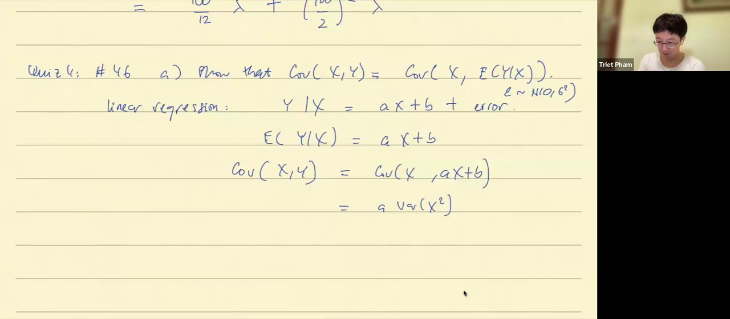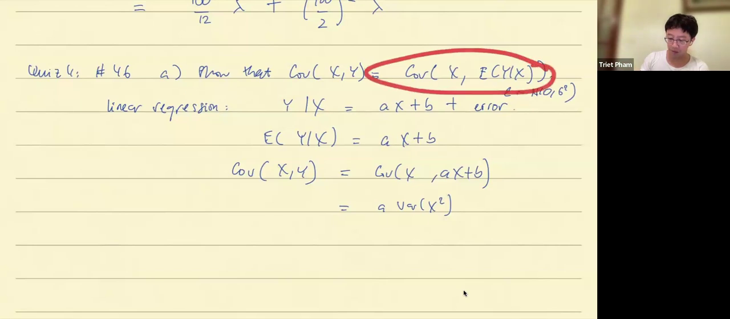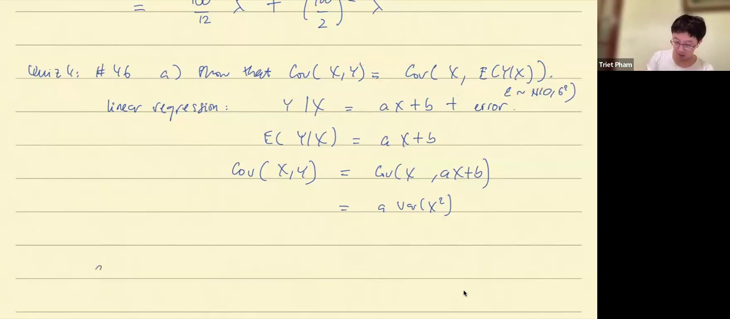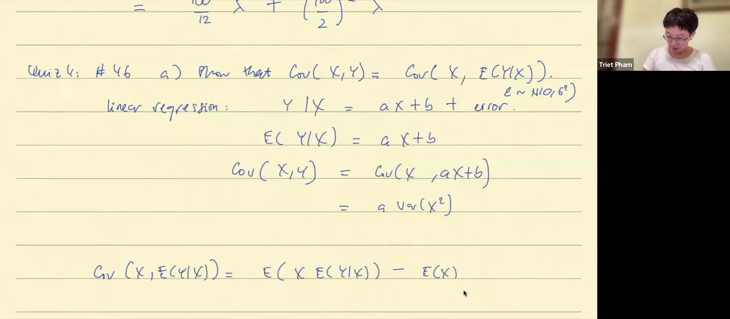How do we do this? Well, we will start working from the more complex part to the simpler part. So the covariance of this will be the expectation of the product minus the product of the expectations.